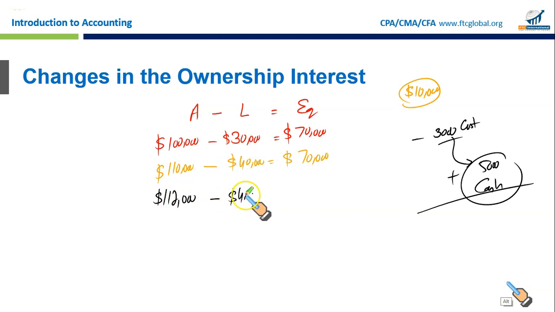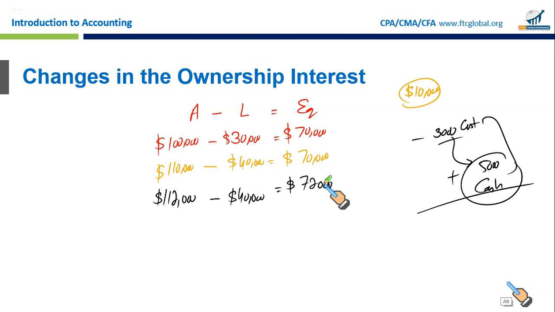Liabilities do not change. Since this $2,000 represents income, gain, this gain belongs to whom? To the owner. So the equity increases to $72,000. Absolutely in the state of equilibrium.